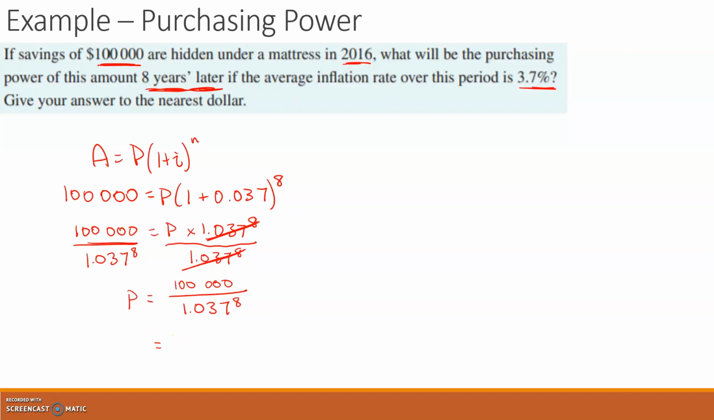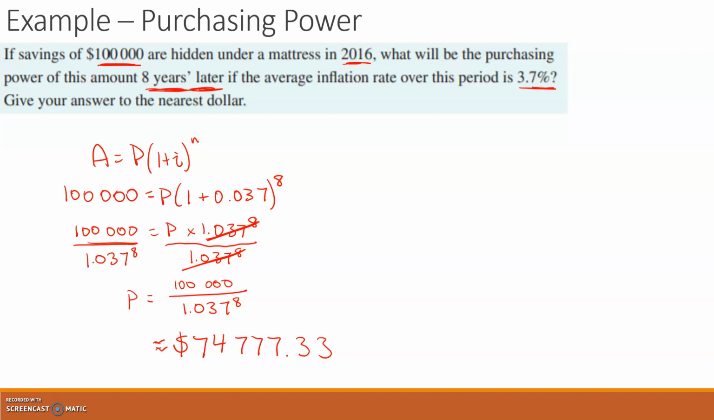So let's find the answer to that on our calculators. 100,000 divided by 1.037 to the power of 8. Just typing that in still. Now my answer is $74,777.33, and that's a rounded answer. It had more decimals than just 2.